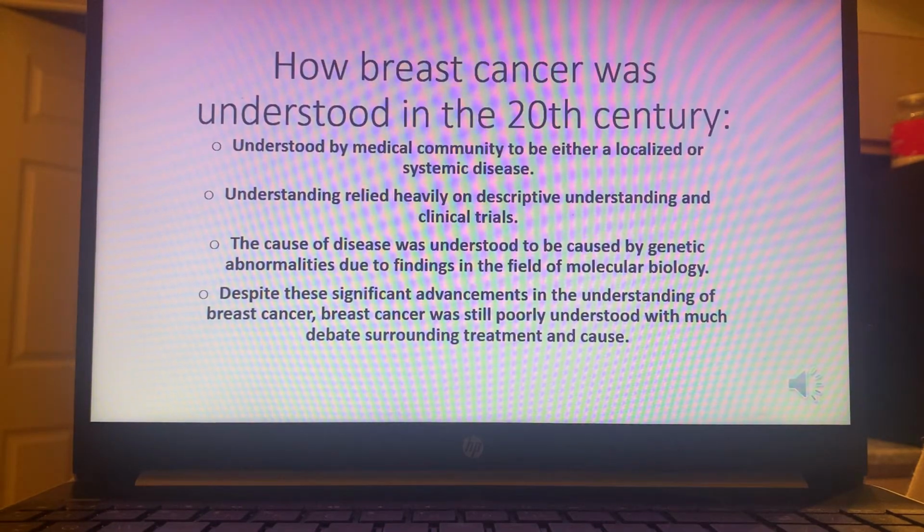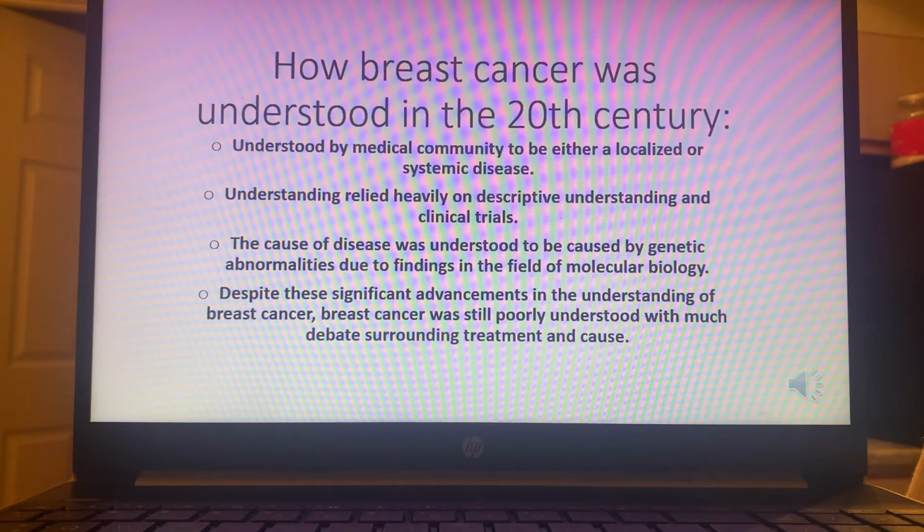So, one of the first things we're going to discuss is how breast cancer was understood during the 20th century. From a general perspective, the disease itself was understood by the medical community at that time to be either a localized or systemic disease, meaning that the cancer is either limited to a certain part of the body, usually the breast tissue, or has spread to a different part of the body from where it began.